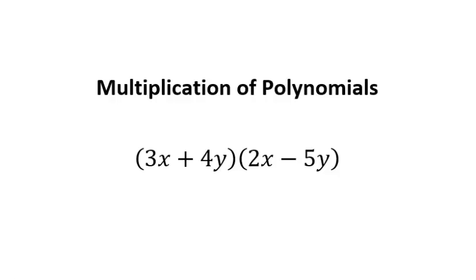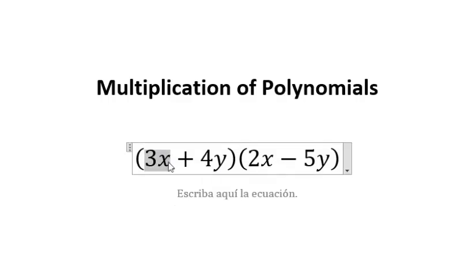Okay, we're going to continue with the multiplication of polynomials. In this case, we're going to work with more than one letter, so we're going to have to learn a little bit about how to operate when we're dealing with several letters. Okay, the process is the same. You multiply using distributive property. So in this case, I will multiply 3x with 2x and minus 5y.